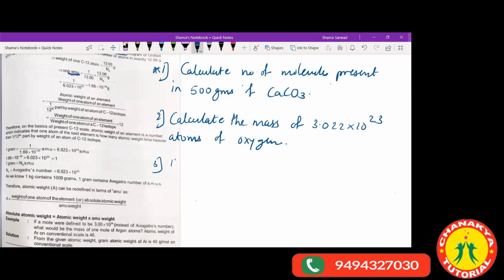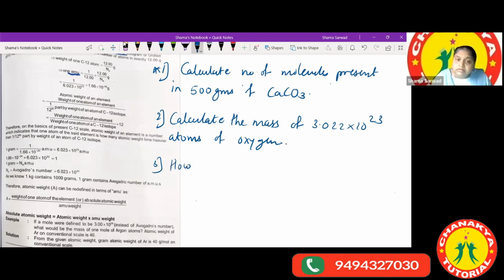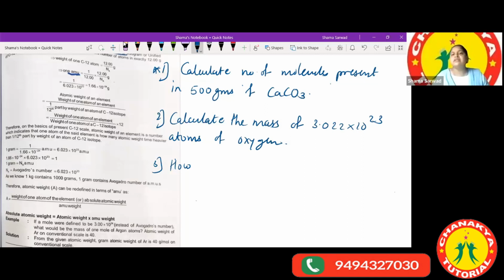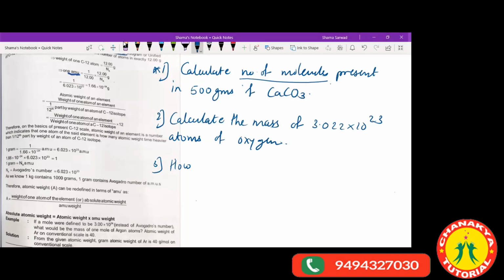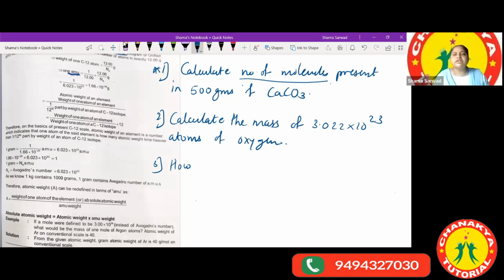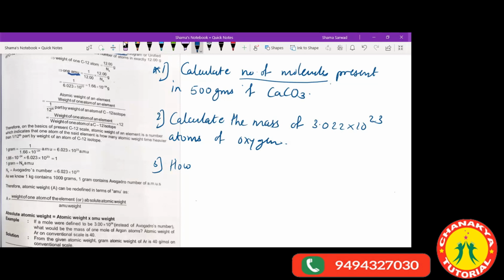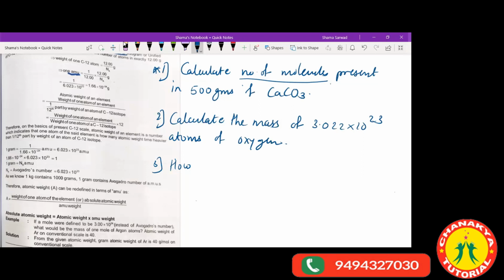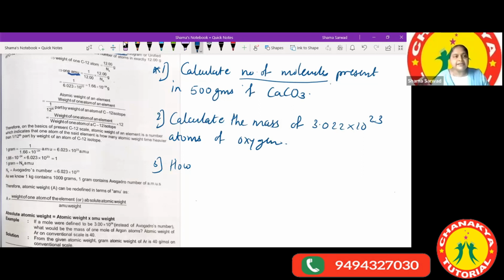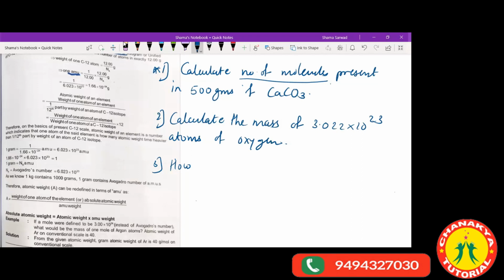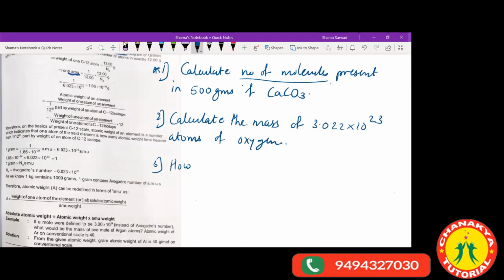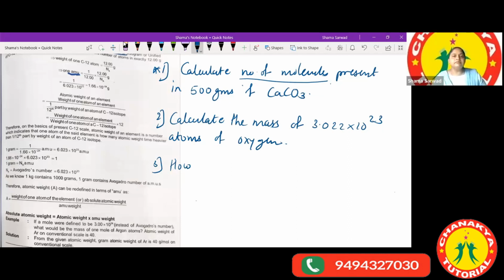Five grams, the first one. 500 by 100, 5 moles. And the number of molecules, I asked you number of molecules, not the moles. How are you going to convert it into the number of molecules? You have to multiply it with what? Avogadro's number. What is it? 6.023 into 10 raised to 23. So 5 into 6.023 into 10 raised to 23. Do the calculation.